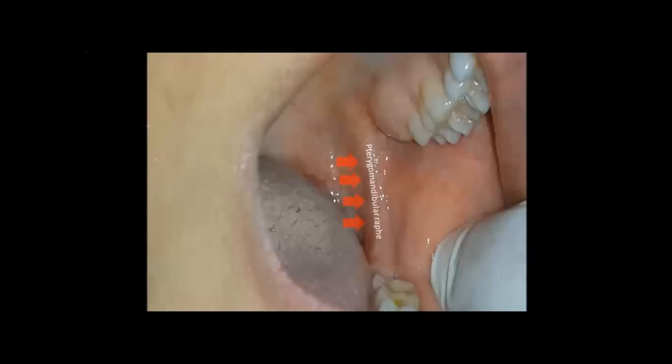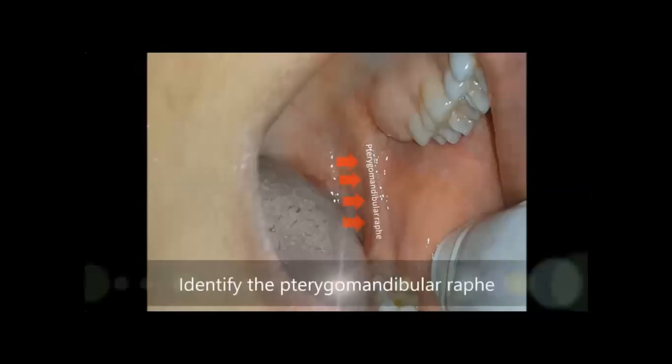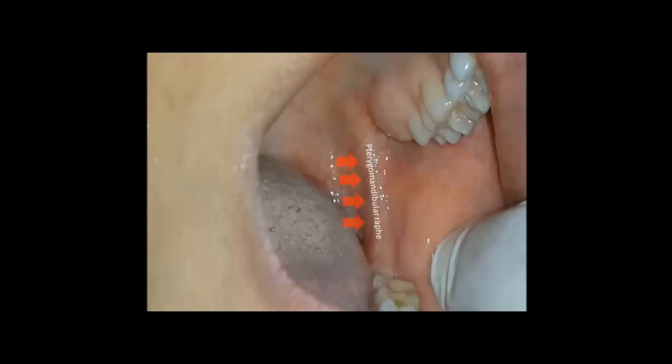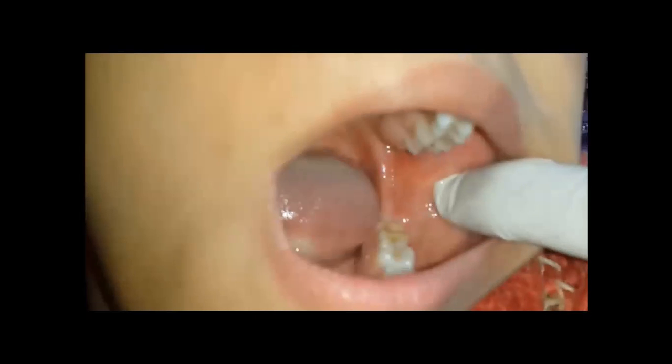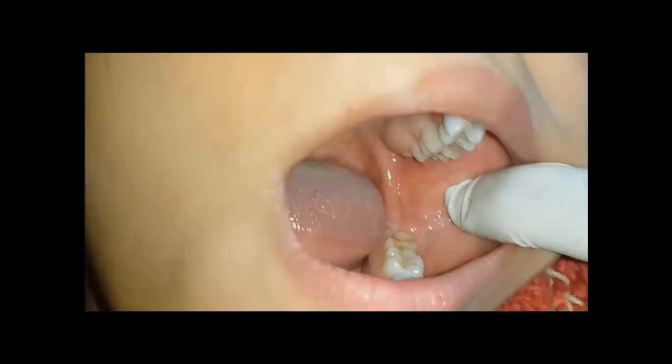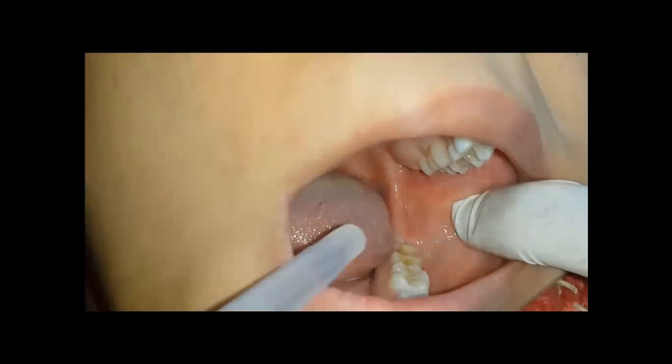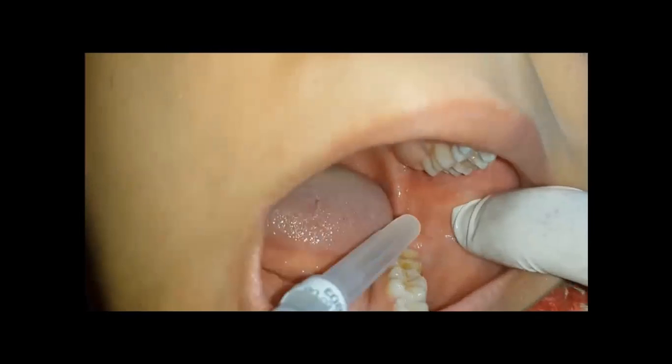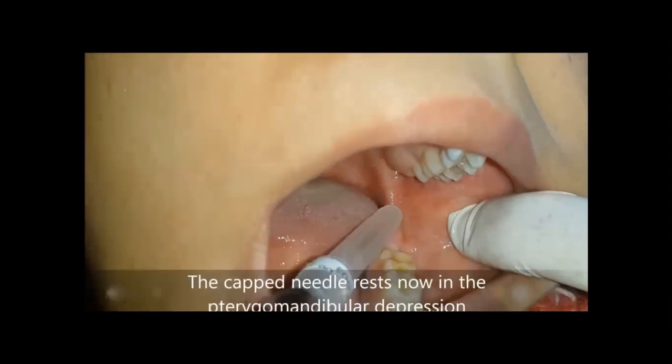The next step is to identify soft tissue of the oral cavity called the pterygomandibular raphe, denoted by the red arrows. The identification of this raphe is critical for the success of this block procedure. Just lateral to the pterygomandibular raphe, there is a depression called the pterygomandibular depression. Right now, the capped needle is inserted into this pterygomandibular depression so that you can identify it clearly.